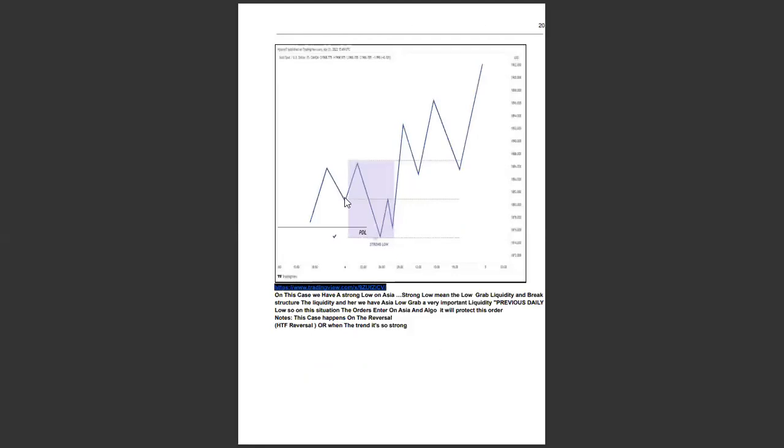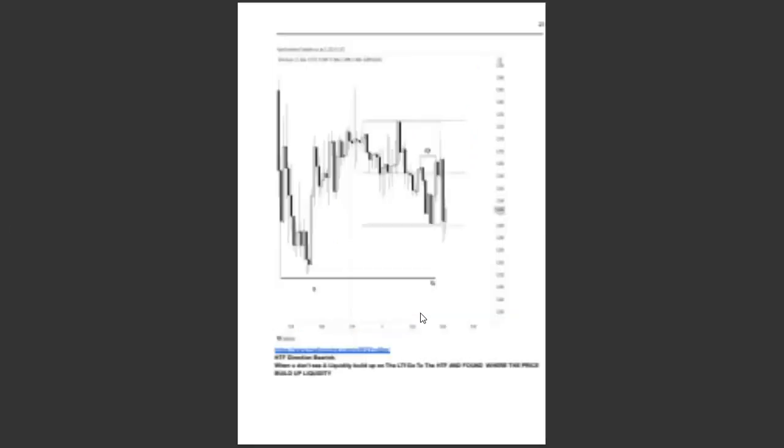Case 2, right? In this case, we have a strong low on Asia. Strong low means the low grabbed liquidity and broke structure. The liquidity and here, we have the Asian low grab, a very important liquidity, the previous daily low. So in this situation, the orders entered on an Asian and algo will protect this order. Note, this case happens on the reversal or when the trend is so strong, a higher time frame reversal or when the trend is so strong.